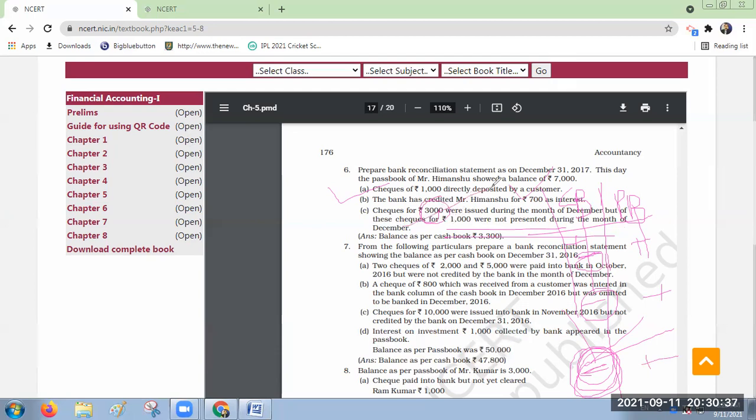Checks worth 3,000 you have issued. 2,000 they have taken money from your bank account. Only 1,000 difference is there. So that 1,000 minus is there, this side you are going to deduct. All three minus only in this one. Okay, sir. So those are the two problems you do. Next I will tell, then we will shift to our next subject. Okay, sir.